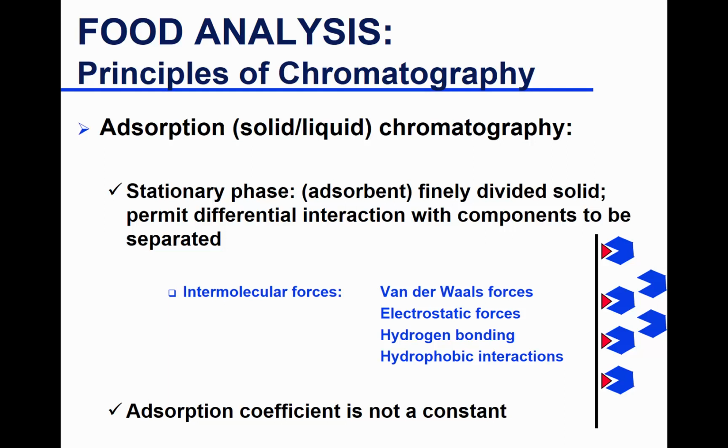So what that means in adsorption chromatography, the amount you inject or put on the column is very critical. It has to be within the capacity of your stationary phase. That's where the concentration of your sample becomes very important. Because if your concentration is greater than the capacity of your stationary phase, then you will end up with poor separation. That is because your adsorption coefficient is not constant.